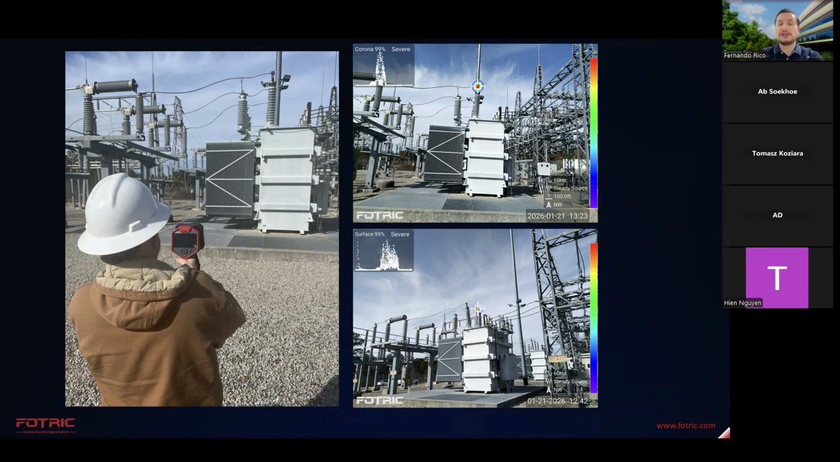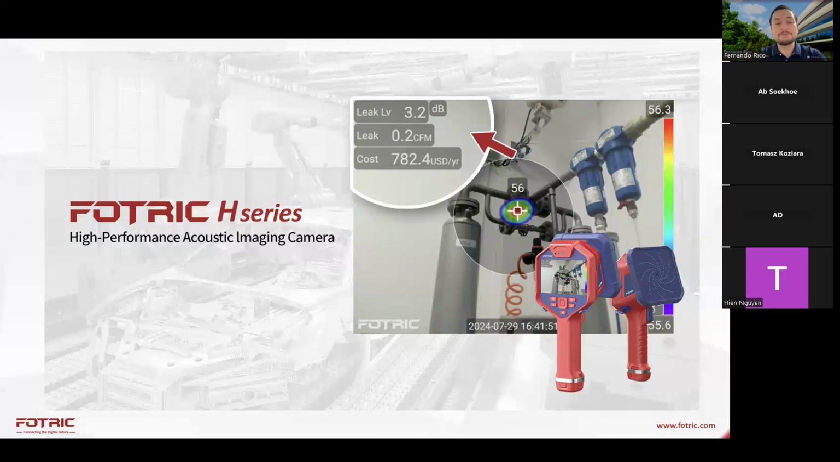So this was really interesting because again, the person was trained for 30 seconds to use the camera, started walking around, and the camera showed where, what, and how bad those discharges were.